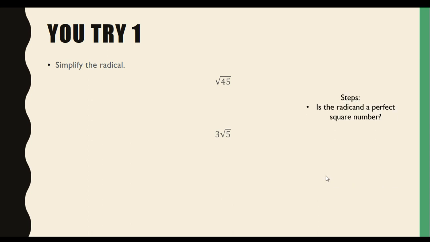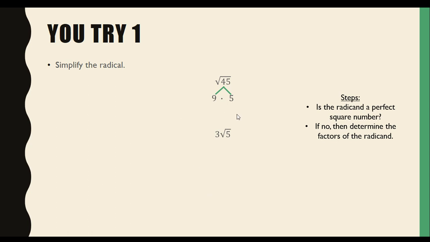So you asked yourself, is it a perfect square number? Because if it was, that would be super easy. Fortunately, it's not, so you're going to break it down into its factors. You probably said 9 and 5, but that's not the only way you could solve this problem. You could have said 3 and 15, for example.